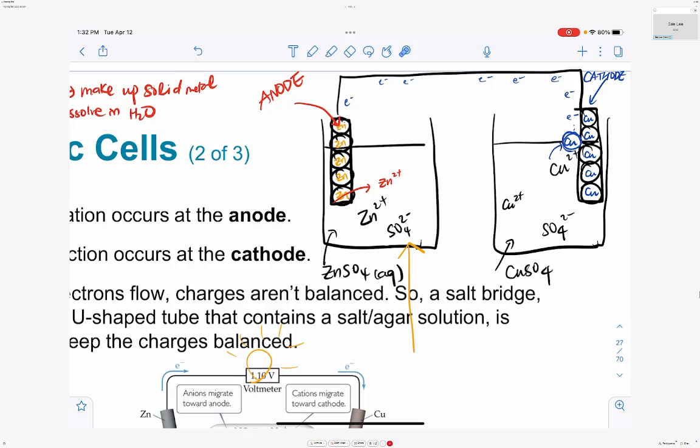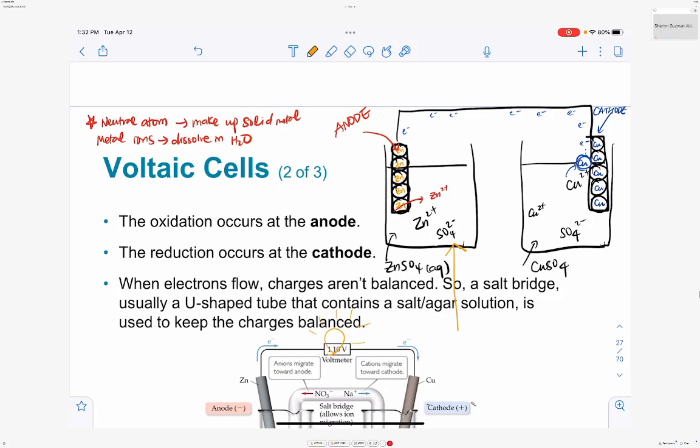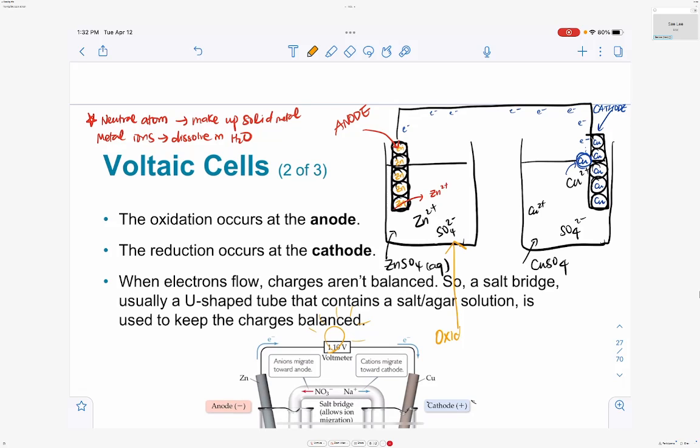Okay, and then also, could I look at the red part for a second? The red note you made? Here? Yeah. Okay, so this left beaker is called the oxidation half cell. This right beaker is called the reduction half cell.